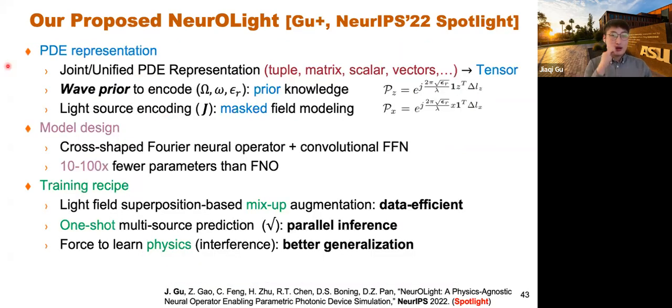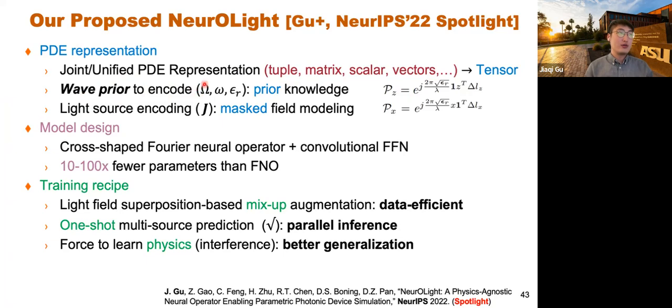So we have three major contributions. First of all, we have a very nice PDE representation. It's not like an image representation, where you can directly throw the image into the neural network. Basically, in the Maxwell equation you have tuples, matrices, scalars, and vectors, so there's no way your neural network can process those heterogeneous numerical formats. So we have a wave prior.